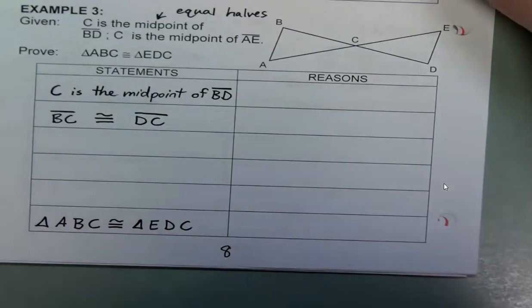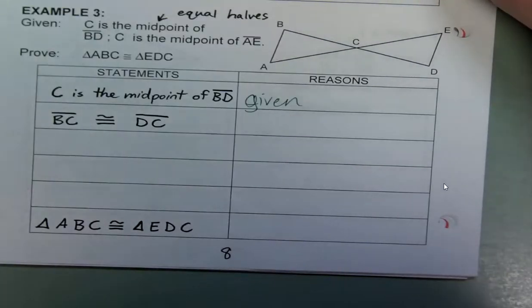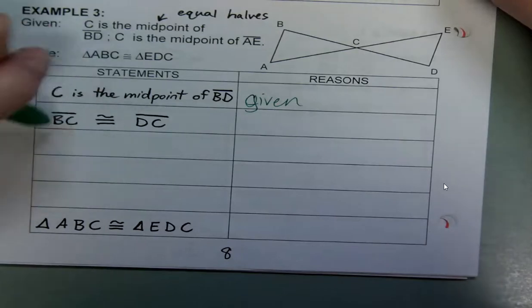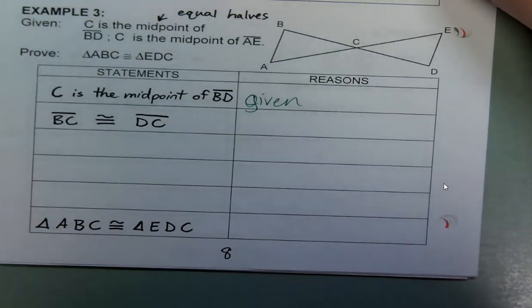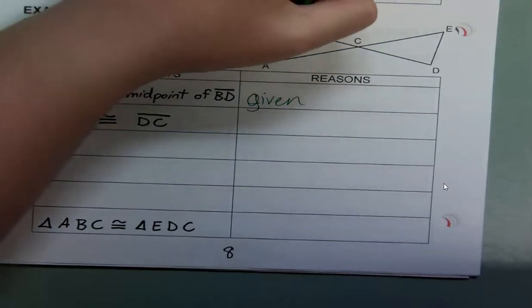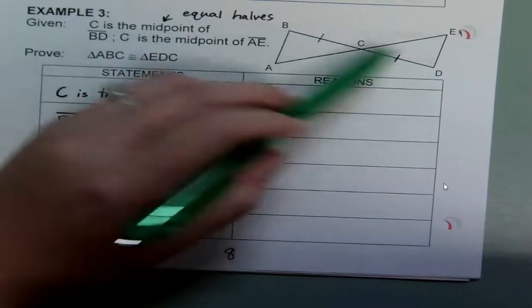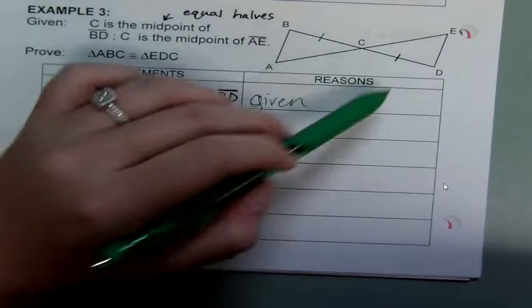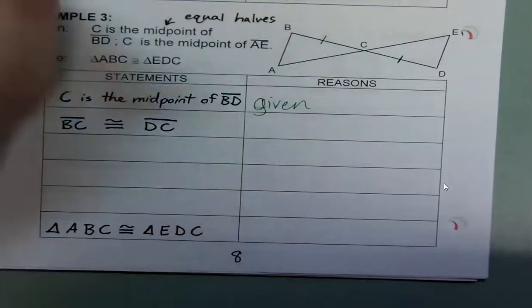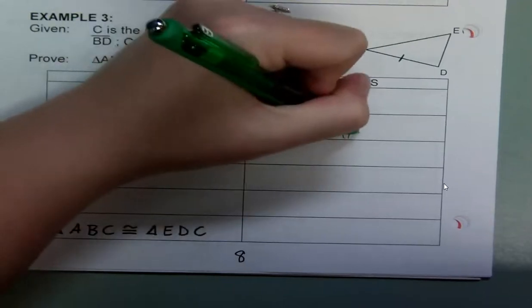Alright, C is the midpoint of BD, so that's going to be given. It also shows that BC is congruent to DC. How do we know that? Well, it's because we know the definition of midpoint. We know that if C is directly in the middle of BD, then it cuts these 2 in half. So we know that those 2 are the same. The reason we know that is because of the definition of midpoint.